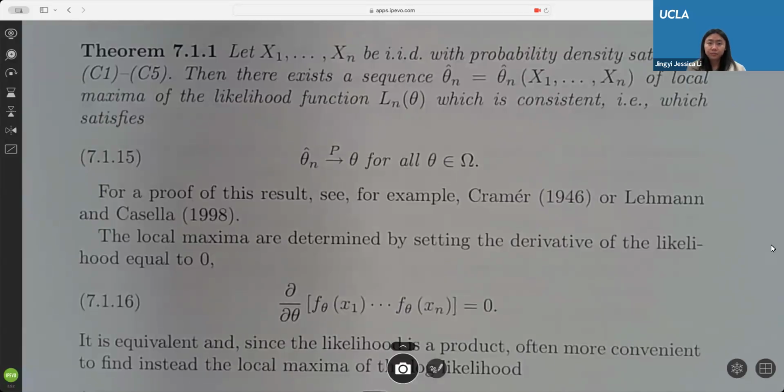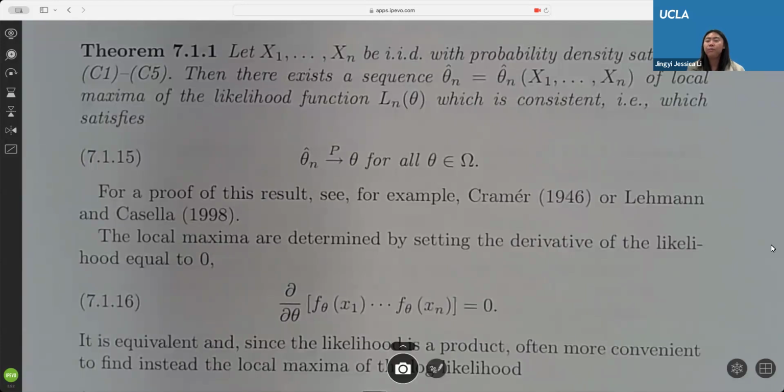For such a sequence satisfying the 5 conditions, there exists a sequence theta hat n, which is a function of your sample X1 to Xn, of local maxima of the likelihood function Ln(theta), which is consistent. We also write n here because the likelihood involves our sample. So in this case, the MLE is a consistent estimator for theta for all theta in your open interval parameter space.